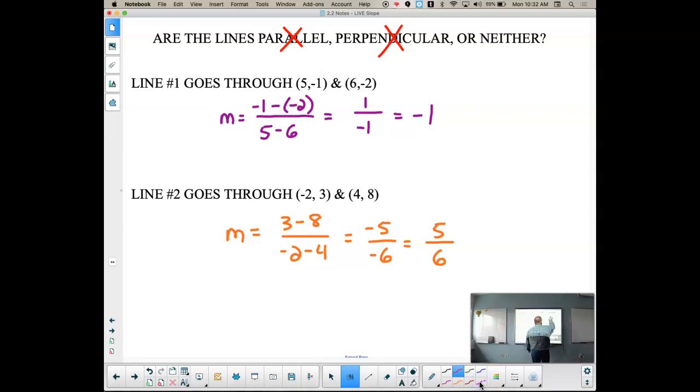So then the only other choice is they are neither. Okay? So this is a neither case. Okay? Parallel, perpendicular, or neither is the case. Okay?